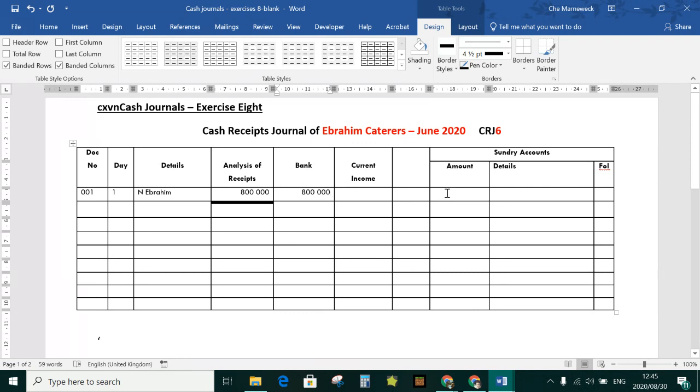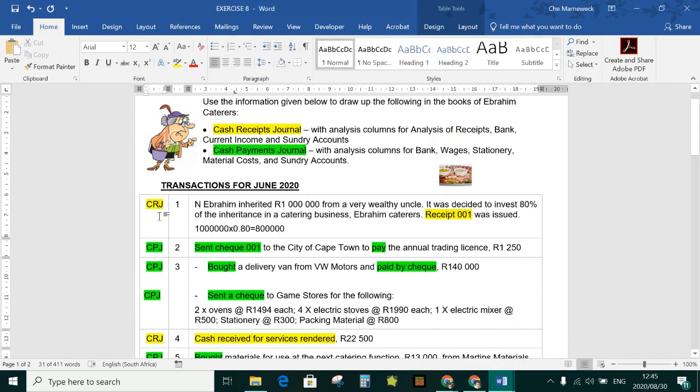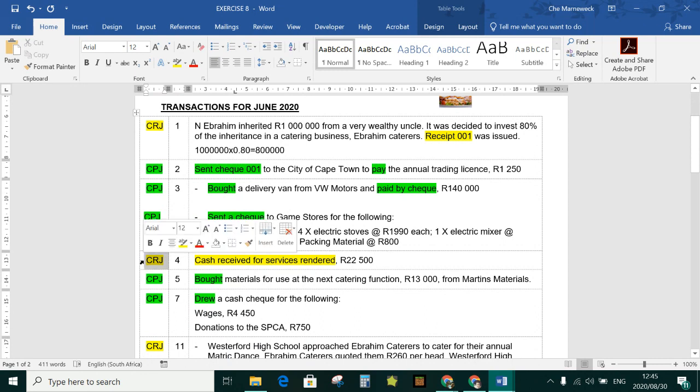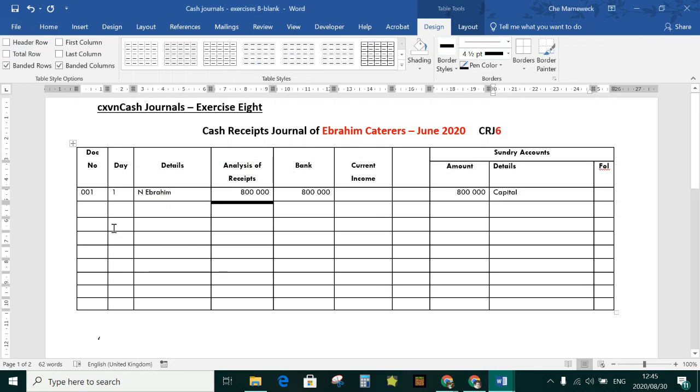What do we call it when the owner invests money in the business? Capital. There's no column for capital, so we record it in sundry accounts. We then have a look for our next transaction involving the cash receipts journal. On day 4, cash received for services rendered. When we receive money for services rendered, we have the cash register roll, CRR. We're on day 4, and we need to have a look and see what does the transaction say. Cash received for services rendered, so we write services rendered under details.